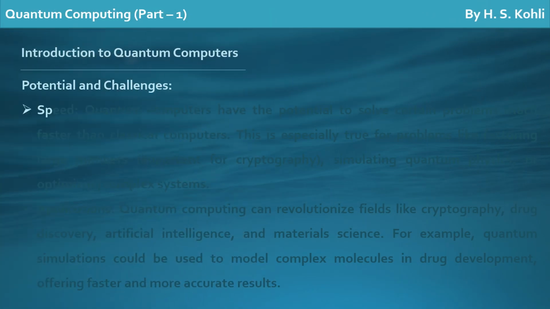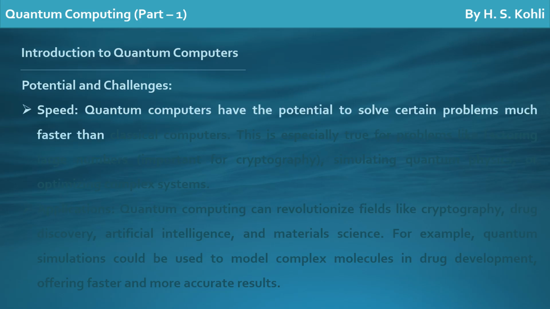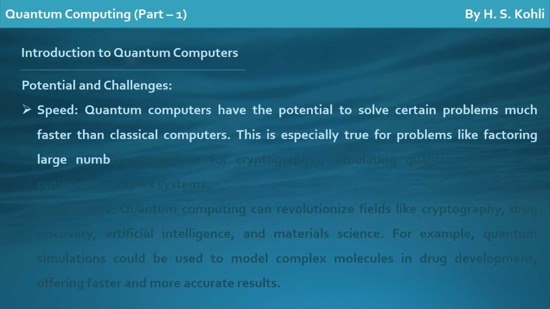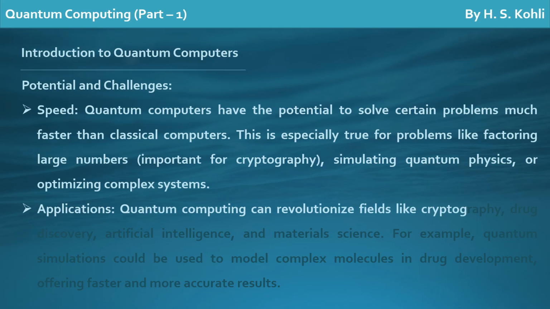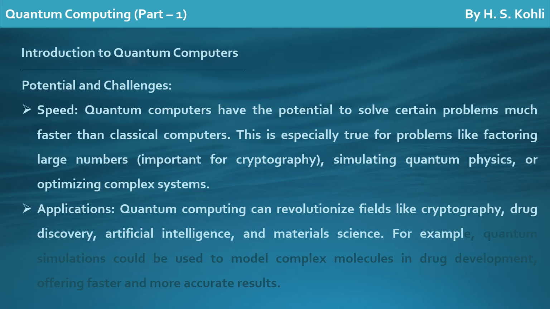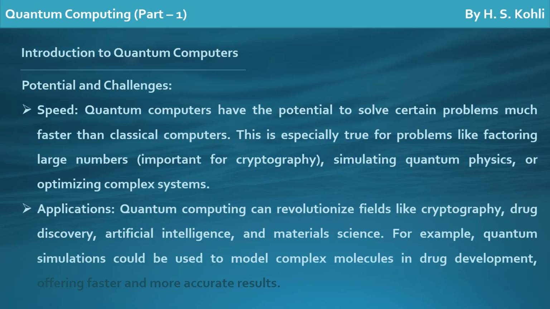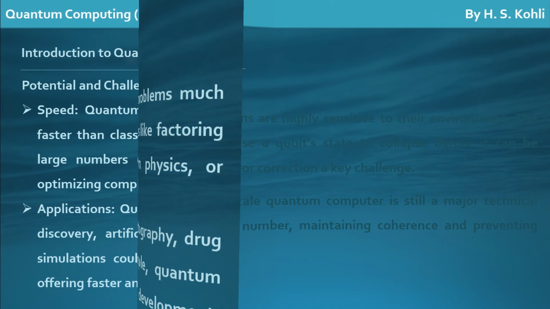Potential and challenges. Speed. Quantum computers have the potential to solve certain problems much faster than classical computers. This is especially true for problems like factoring large numbers, important for cryptography, simulating quantum physics, or optimizing complex systems. Applications. Quantum computing can revolutionize fields like cryptography, drug discovery, artificial intelligence, and materials science. For example, quantum simulations could be used to model complex molecules in drug development, offering faster and more accurate results.